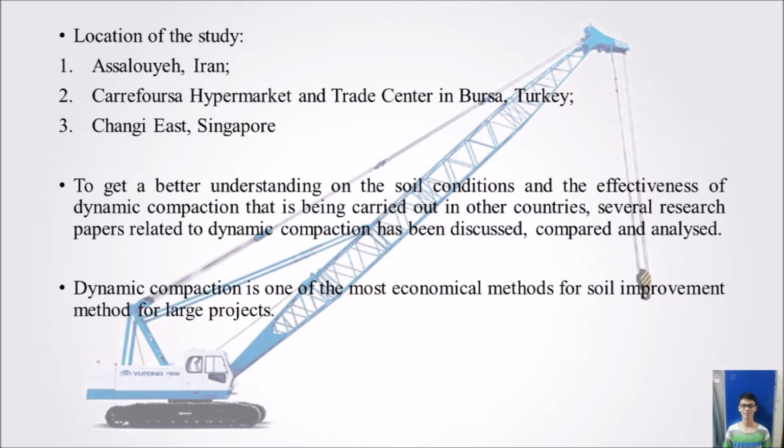The location of the study for Article 1 is Ausaloya, Iran, and Article 2 is Carrefour Hypermarket and Trade Center in Bursa, Turkey. And the third article is located in Changi East, Singapore. To get a better understanding of the soil condition and the effectiveness of dynamic compaction that is being carried out in other countries, several research papers related to dynamic compaction have been discussed, compared, and analyzed. Dynamic compaction is one of the best economical methods for soil improvement.